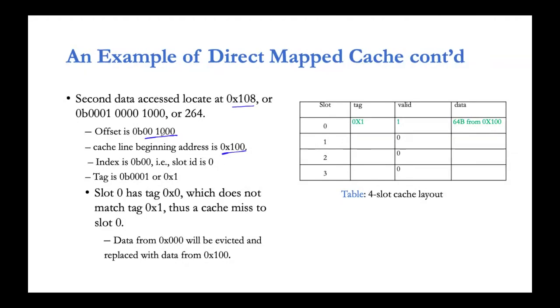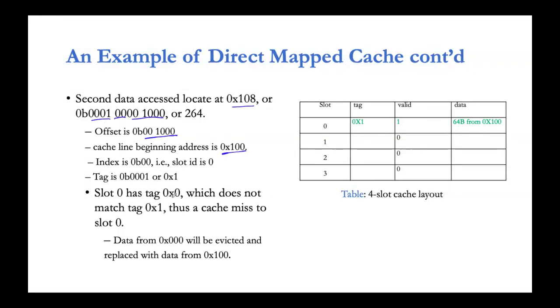The 100, if it is calculated, then the index from here is taking these 6 bits for your S, and this one is your index. These are the beginning of your address. So the index is 0, and the slot ID is 0, and the tag address is 01 from here.